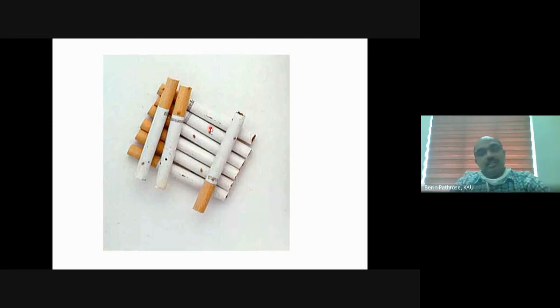This is a picture I got from the internet. I haven't seen tobacco infested with Lasioderma, but I have seen spices and all infested with Lasioderma, but not tobacco.